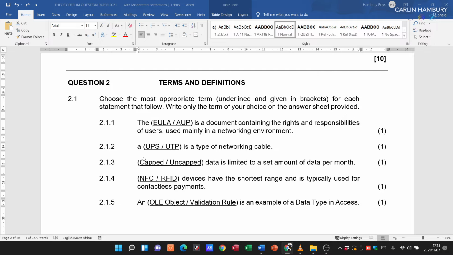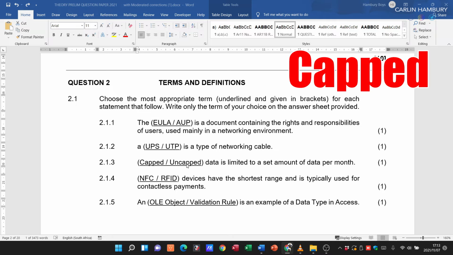The next one. What is a type of networking cable? Does it have anything to do with power? No. Is it a type of cabling? Yes, so it's UTP. Which one of the two, or which one of the type of data is limited? There we go. I don't even have to go further. If it's limited, it's capped. If it's not limited, it's uncapped.